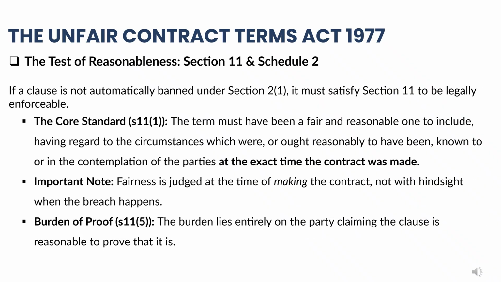In our previous discussion, we explored the triggering provisions of UCTA, specifically Section 2, subsection 2, for property negligence, Section 3, for breach of standard terms, and Section 13 for disguised tricks. We noted that if a clause escapes an absolute ban under Section 2, subsection 1, its ultimate legal survival depends entirely on a single mechanism. That mechanism is on our screen right now, the test of reasonableness, contained within Section 11 and Schedule 2.